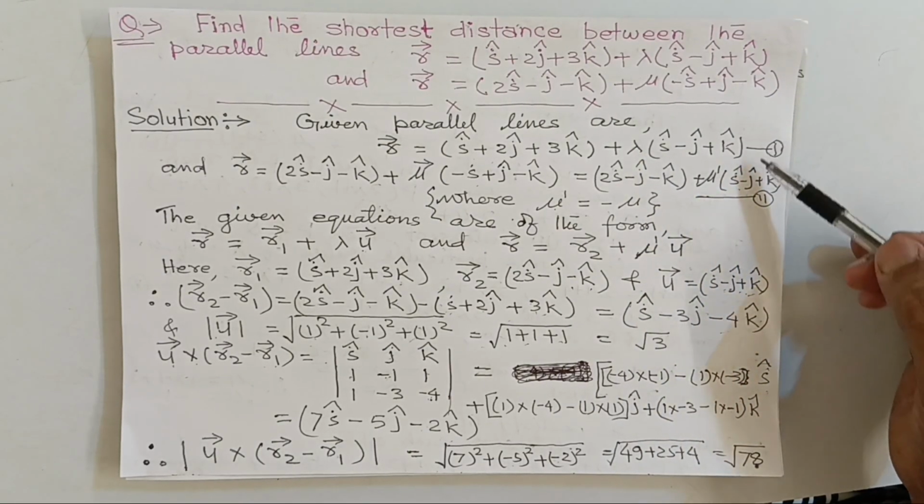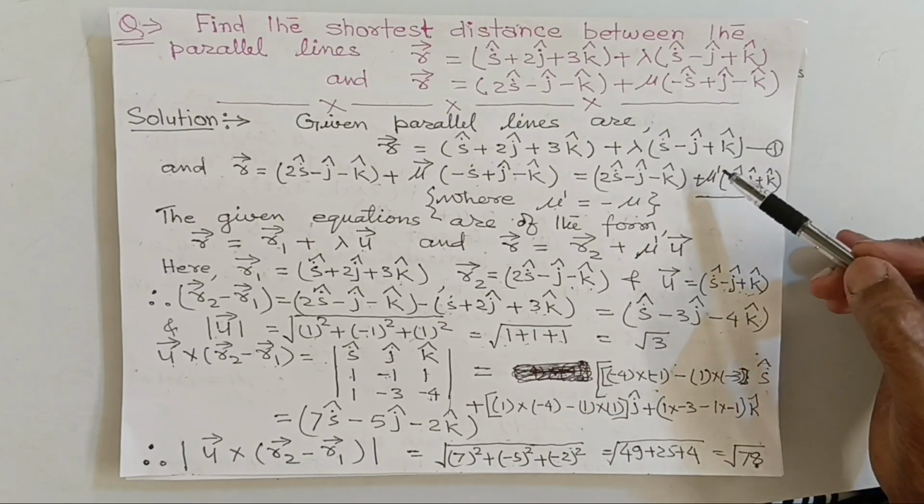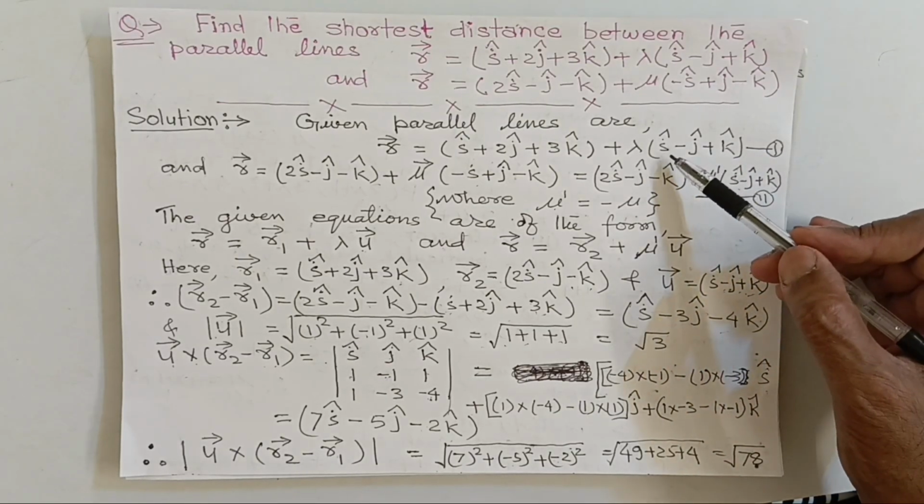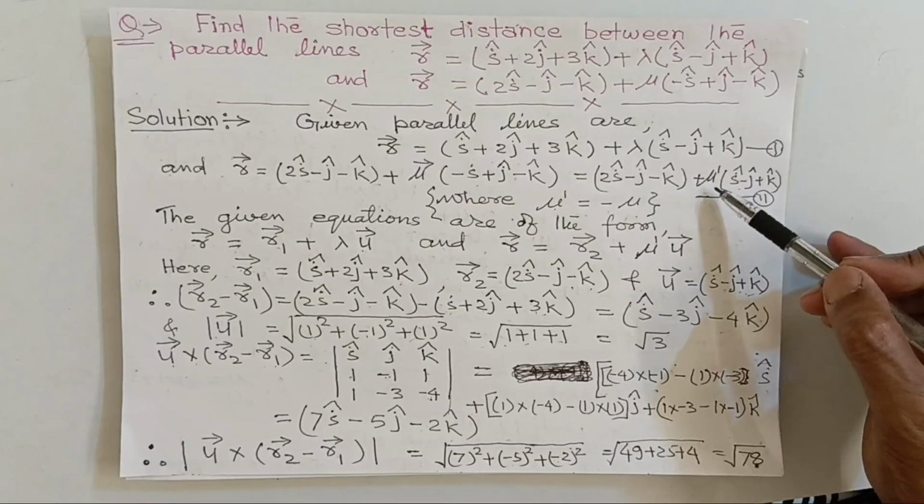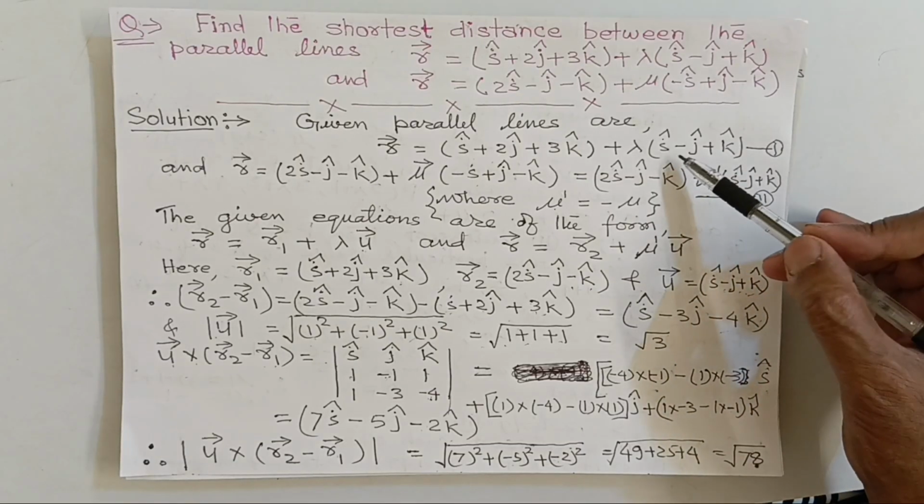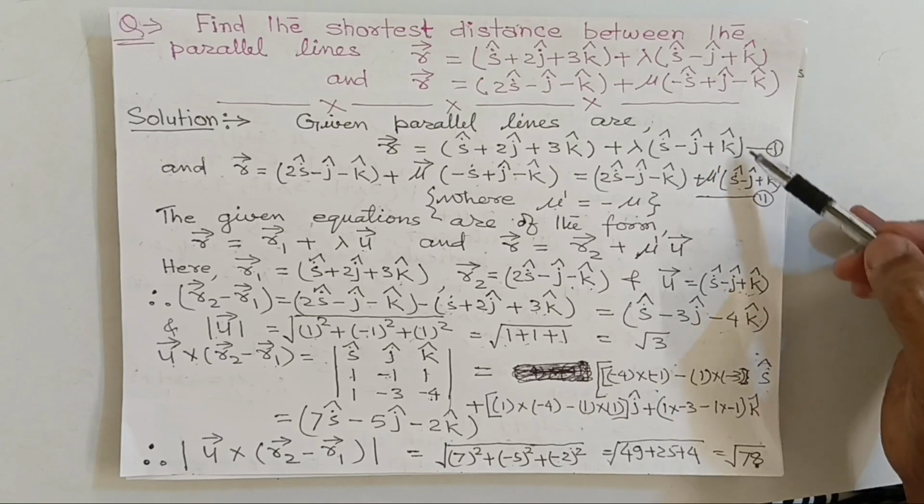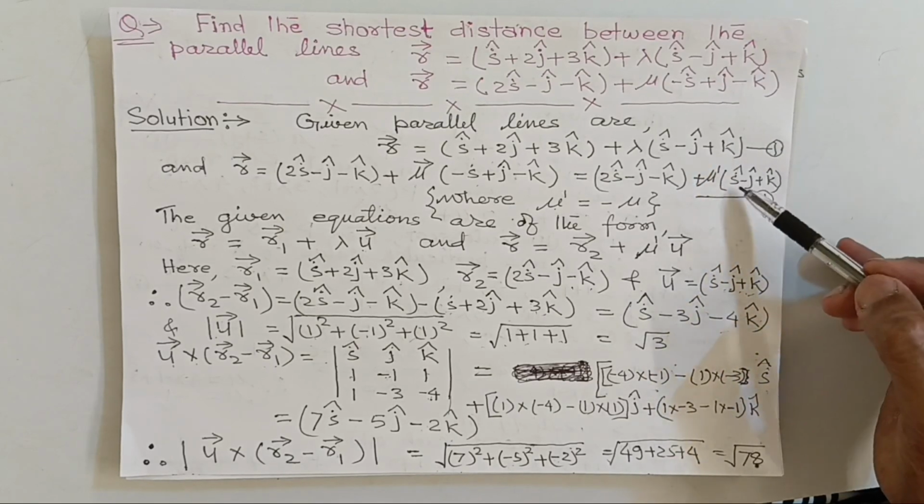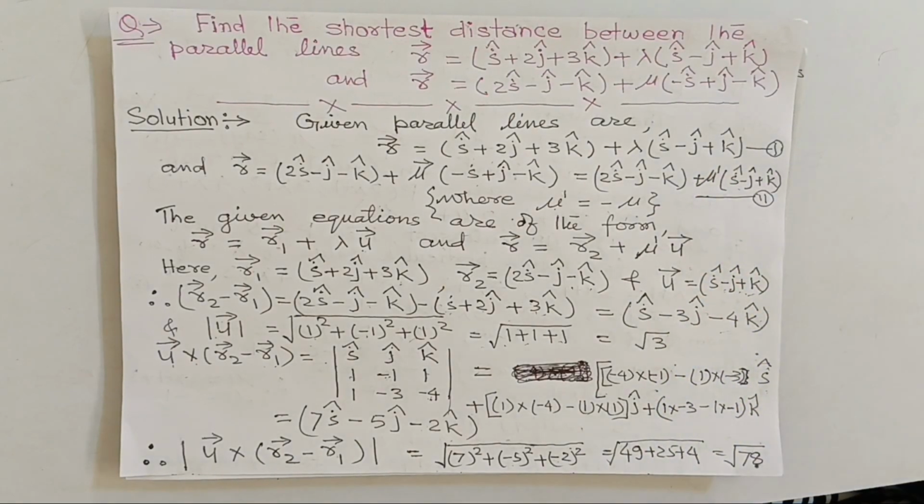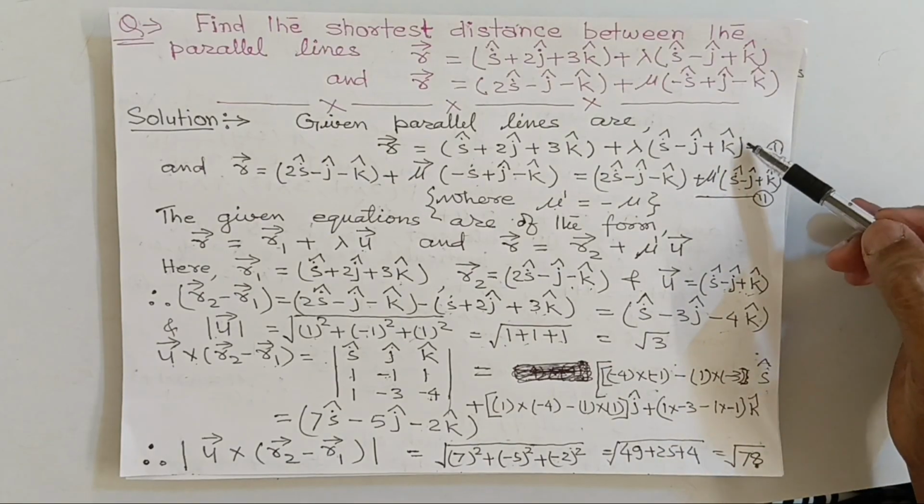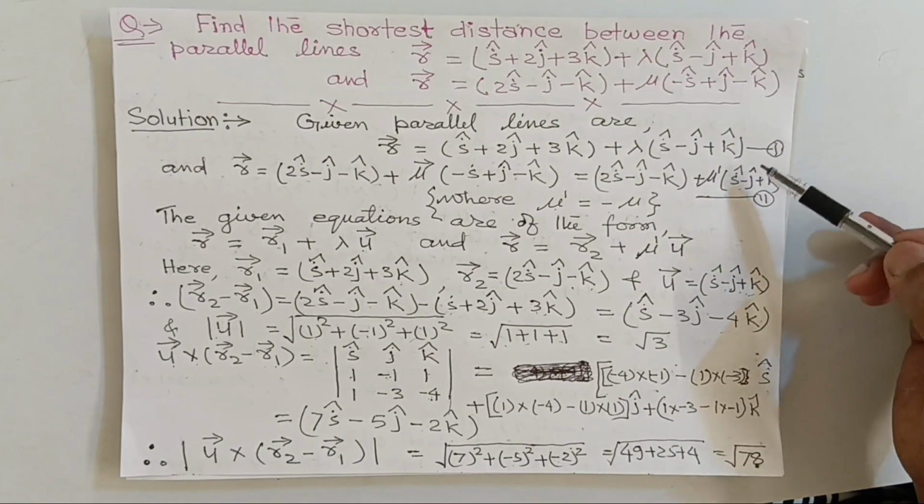The equations 1 and 2 are parallel, since both have the same vector here, i minus j plus k, and line 1 and line 2 are parallel to this vector. So these two lines are parallel lines.